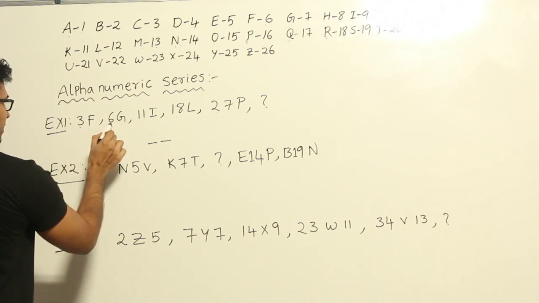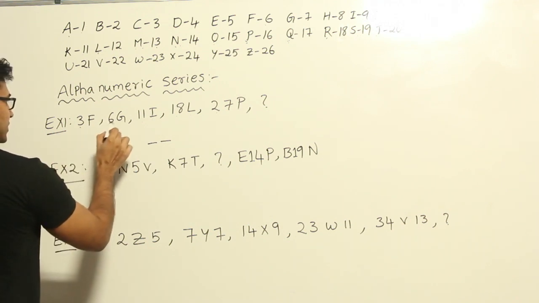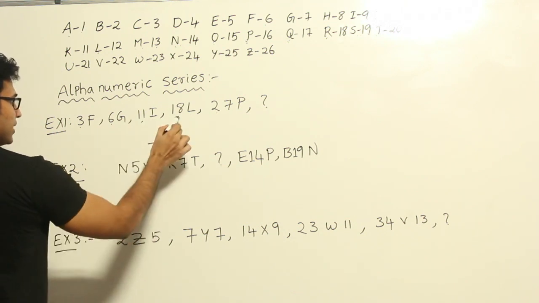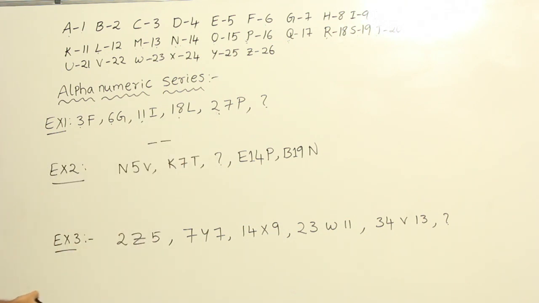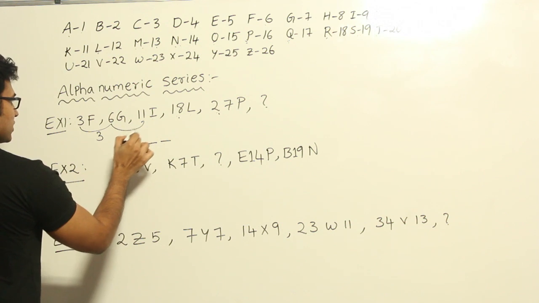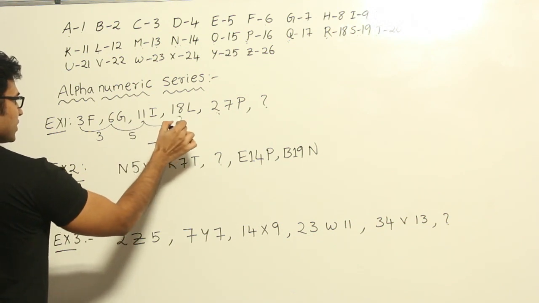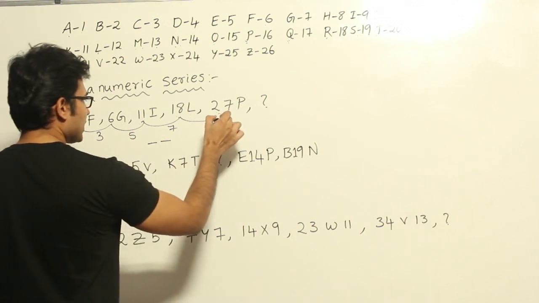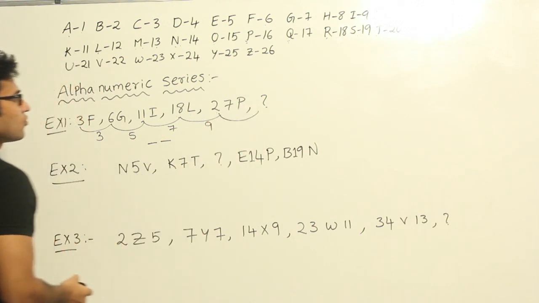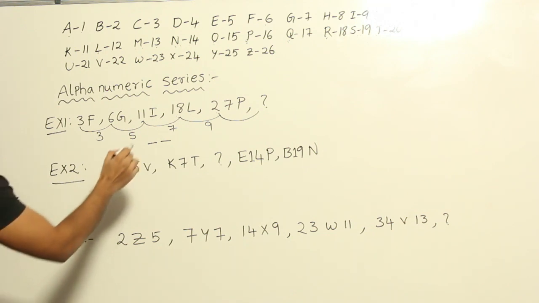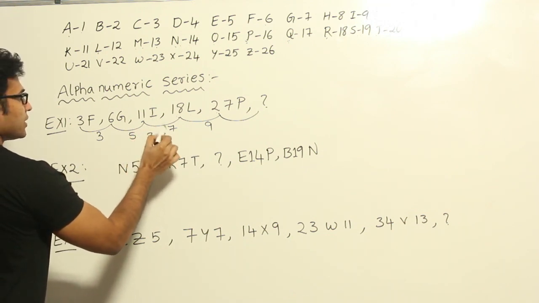So 3 plus 3 is 6, and 6 plus 5 is 11, 11 plus 7 is 18, and 18 plus 9 is 27. The way they have incremented the count here is, initially there is 3, and then 5 is the difference, and then 7 is the difference, and then 9 is the difference, and therefore the next one has to be 11, right? So what is 27 plus 11? It is 38, right? So the last one is going to be 38.